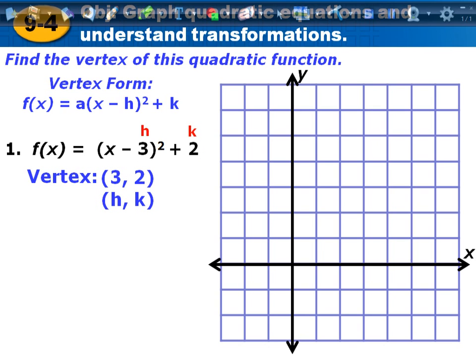Again, the vertex is the highest or lowest point. So all you have to write for this one is f of x equals parentheses x minus 3 squared plus 2, and then vertex is (3, 2). And then underneath that, label it as (h, k). I'm going to show you the graph so that you're prepared to graph whenever we do actually start graphing, but you do not have to graph this one.